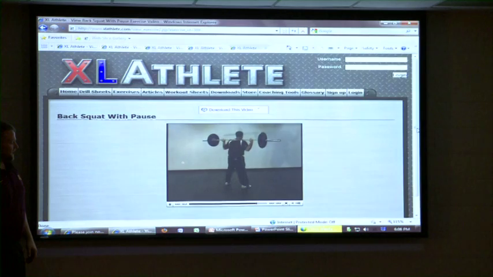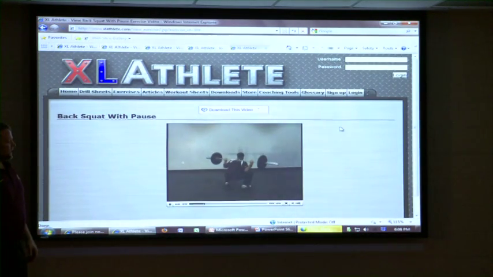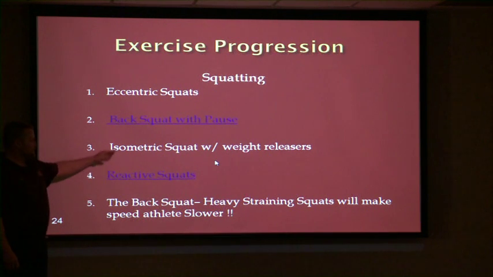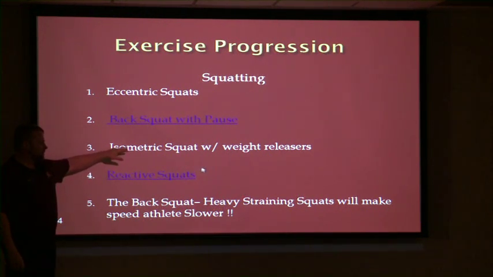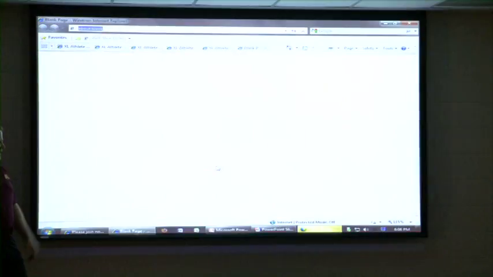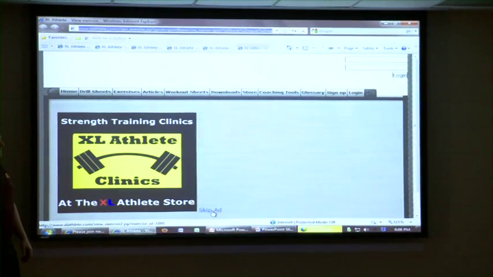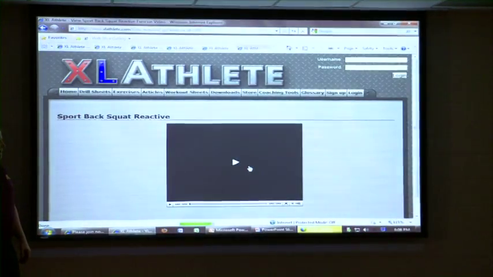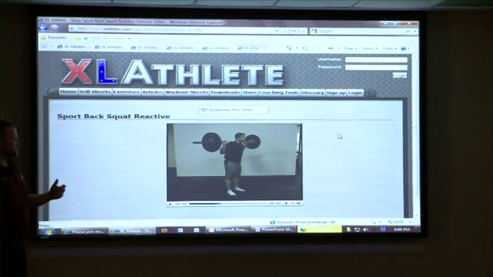Pause, and then back out. That's obviously more of an Olympic style back squat. And then you can do the isometric with weight releasers too. And then ultimately you can do a sports reactive back squat, which I will get to methods on how to program for that. So this is a more explosive back squat.